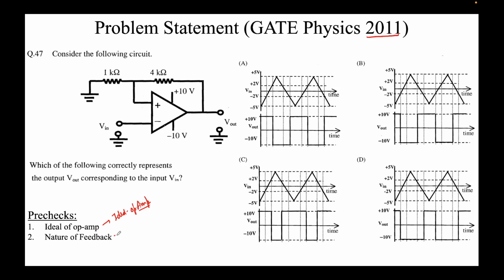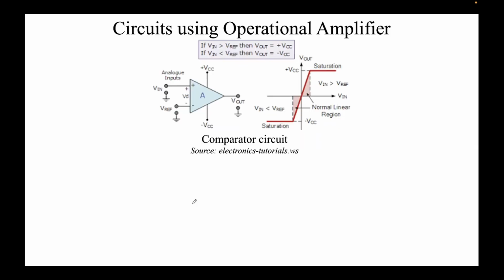Second is the nature of feedback. So first we try to identify whether there is a feedback in the system or not. We can see that the output node over here is talking to the non-inverting terminal using this 4K resistor. So there is a feedback. What kind of feedback? Since output is talking to the positive terminal, it's a positive feedback. And we'll talk a bit more about positive feedback in the next slide.